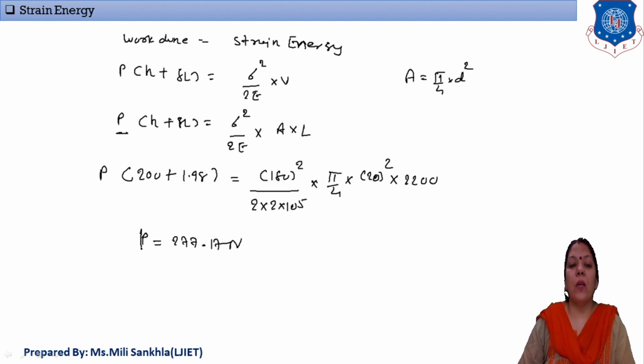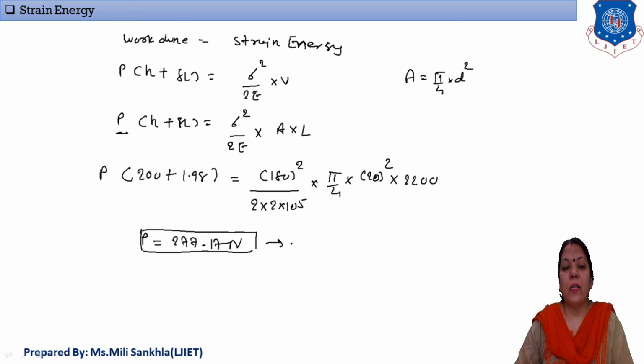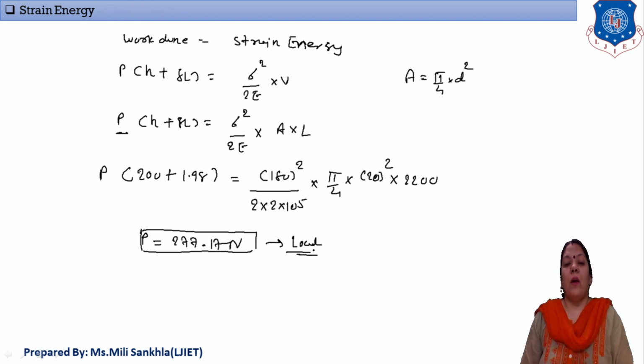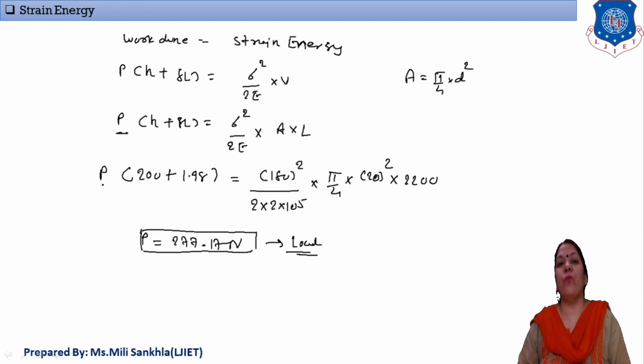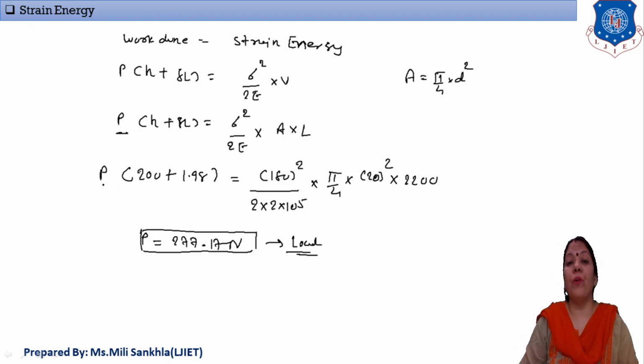After solving this, my load P is equal to 277.17 Newton. After solving this term first and then dividing by 200 plus 1.98, that is 201.98, we get the value of load P. Here our example of this impact load is also complete.